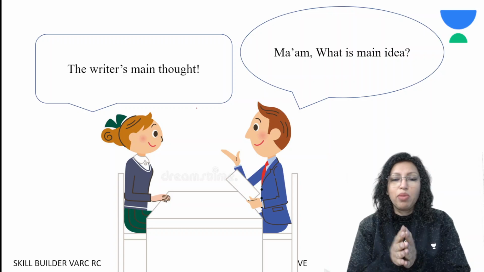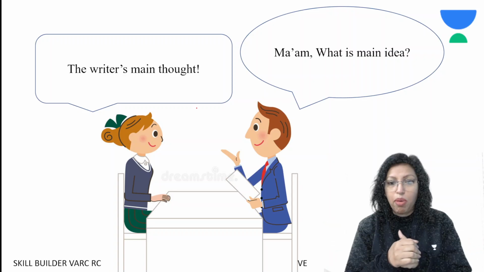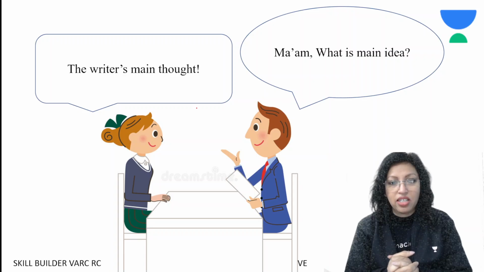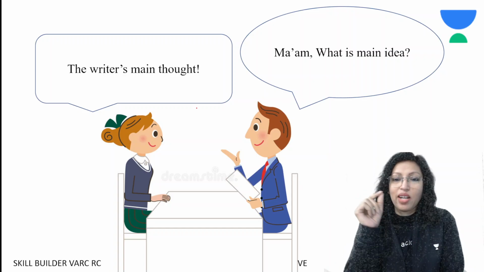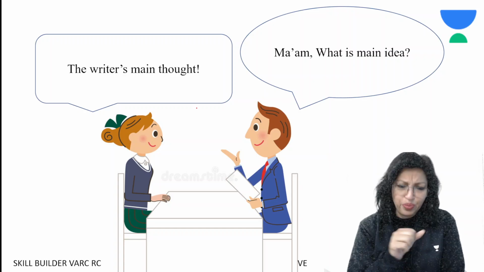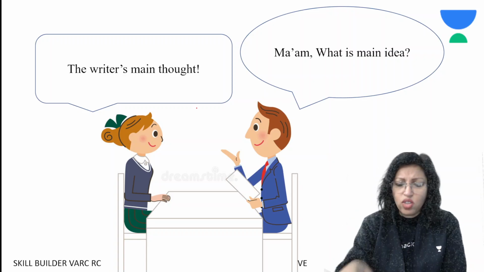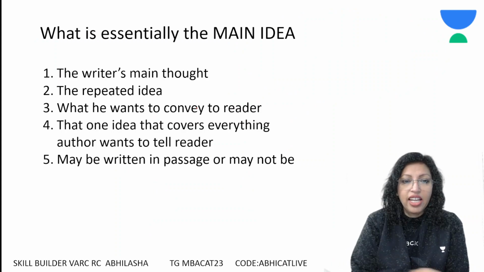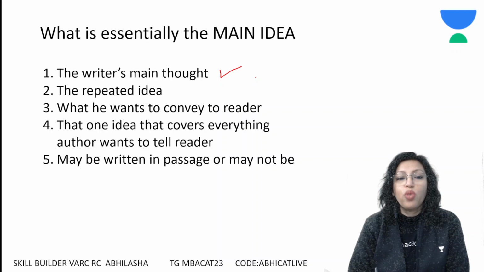Of course, the main idea may sometimes be stated, sometimes unstated, sometimes it may be divided into several parts and not written in one specific region, or sometimes it is not even written in the passage. But the main idea essentially is that one soul of the passage, that one spirit of the passage, that one thing that the writer really wants to tell you. So let's understand what is the main idea, how do you understand it, what are the questions looking like, and so on. So what essentially is the main idea? Well, like I said, it is the writer's main thought, that one idea that he wants you to understand.